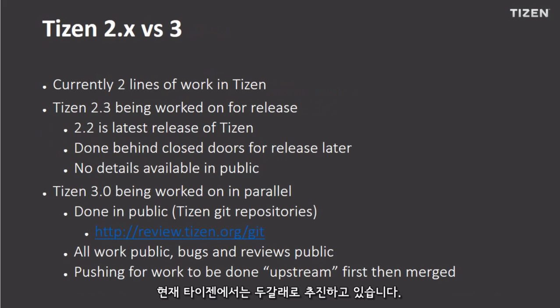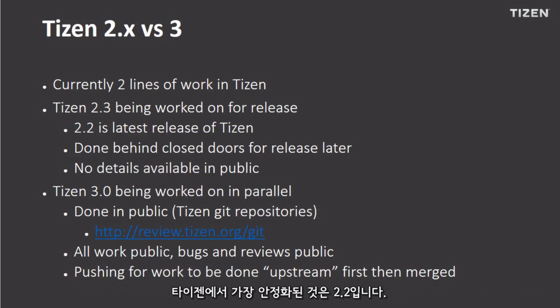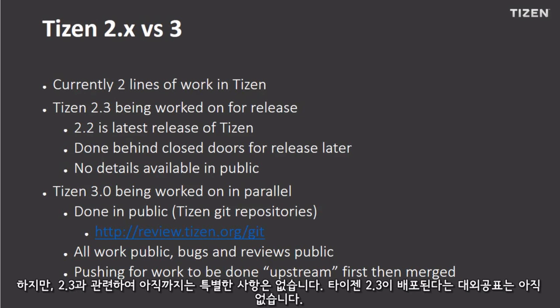So currently in Tizen, we have two major lines of work. There is Tizen 2, which is continuing to have releases. There has been Tizen 2, 2.1, 2.2, and 2.3 is currently being worked on. The last stable release of Tizen 2 is in fact 2.2, and there currently has been no release of Tizen 3, so 2.2 is in fact the latest stable release. Currently, Tizen 2 development is being done behind closed doors, and Tizen 2.3 will be released when that development is done. But right now, none of those details have actually been made public as to what Tizen 2.3 has in it.